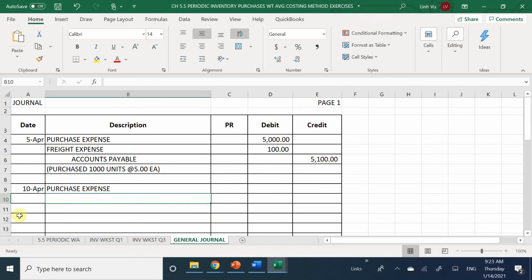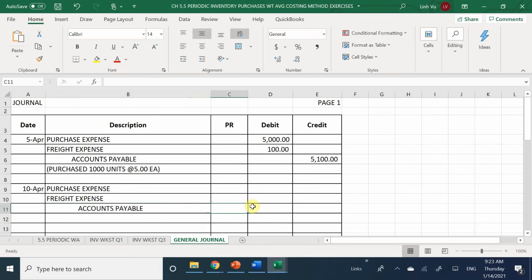Again, so you have purchase expense, or you actually have freight expense. You could just type in freight expense and it should be able to pick it up and auto fill for you, just depending on how your Excel can pick up or notice a trend. Okay, accounts payable.